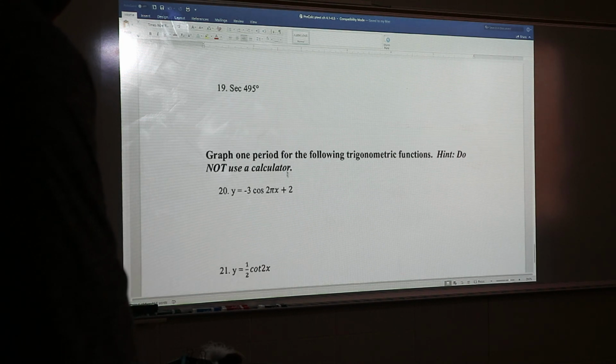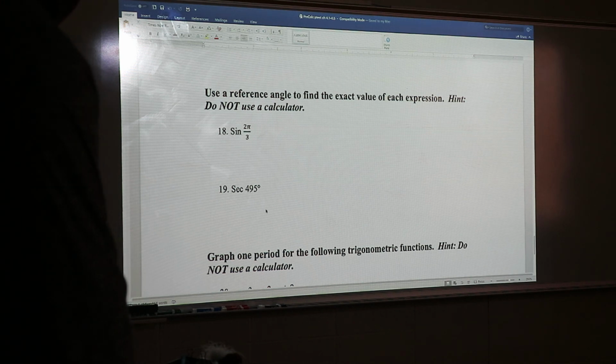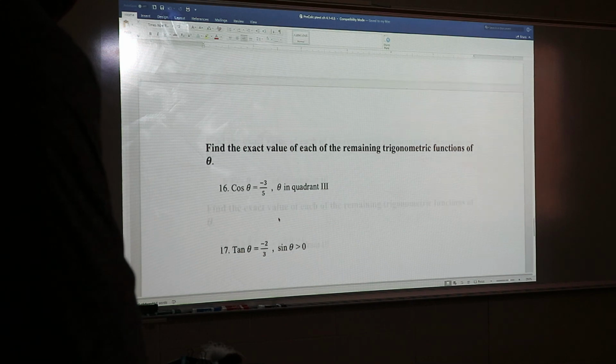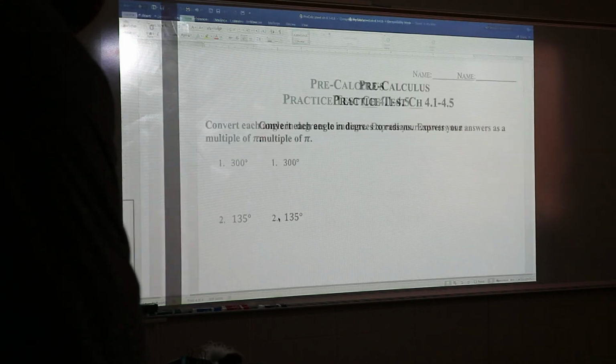This probably should not need a calculator. These you should need one for, unless you don't know how to take like 490 minus 360. That's just a gentle hint. Do not use a calculator for that, Lucas.